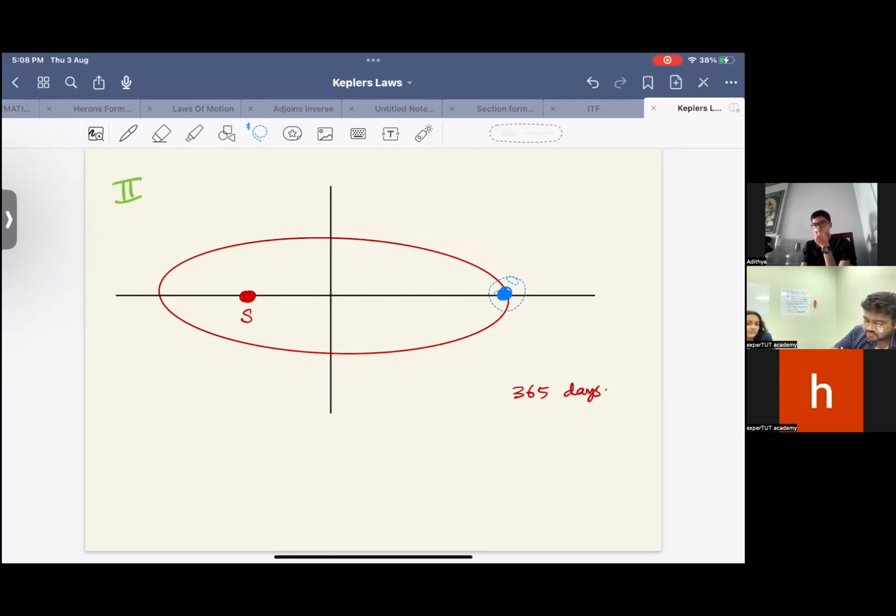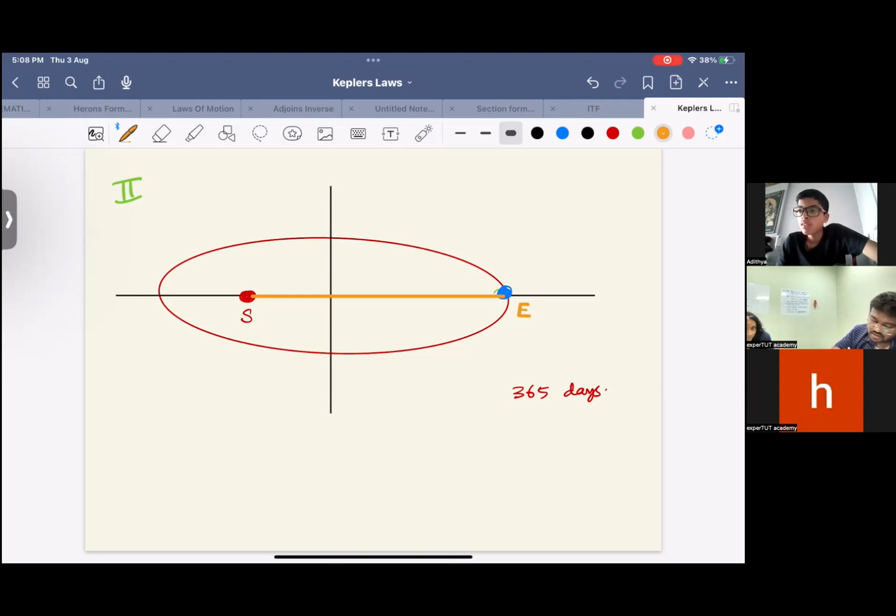This line, the line which joins Earth to the sun, the imaginary line which joins sun to the earth at any point of time, right? It sweeps equal areas in equal intervals of time. Okay, I'll repeat, the imaginary line joining the sun and the planet sweeps equal areas in equal intervals of time.